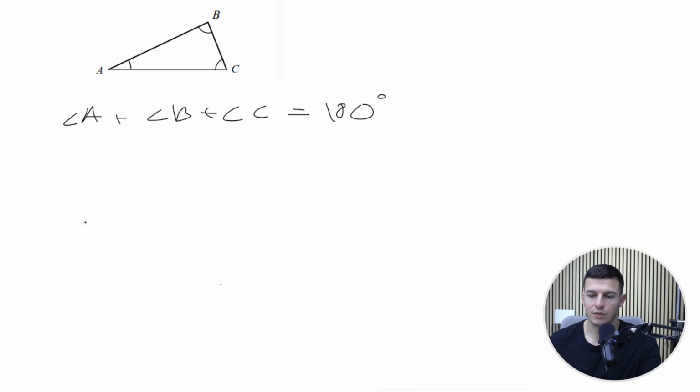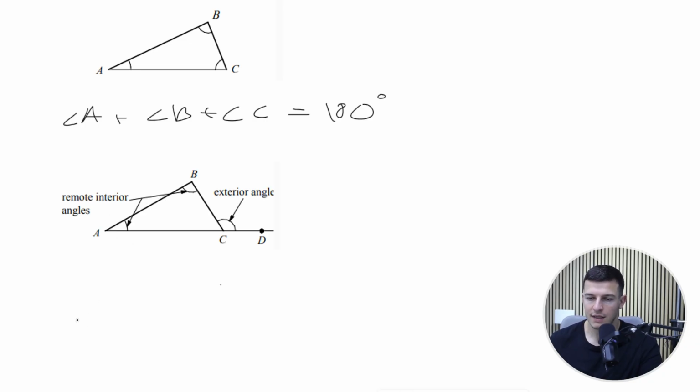Okay, the second thing we're going to look at is the exterior angle theorem. What this one says is the angle BCD, which is the exterior angle of angle C, is going to be equal to angle A plus angle B. Okay, angle A plus angle B.